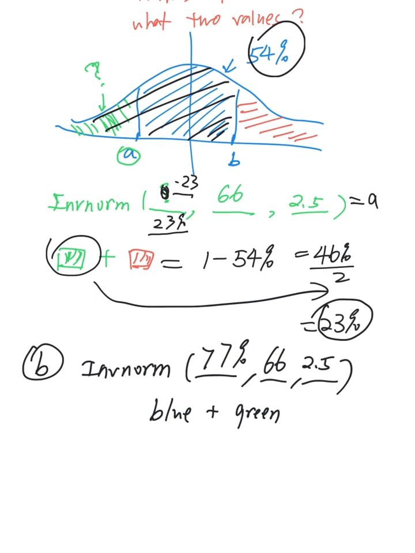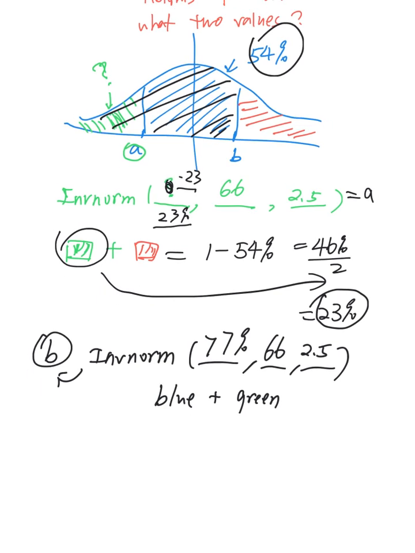Or you can use 0.77 as your first input. Input this number into the calculator and then press enter. It will give you the value of B. So this is one method. You still use inverse norm.